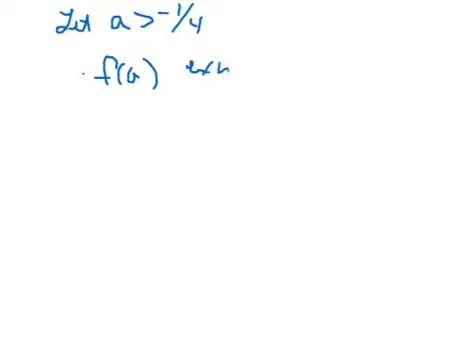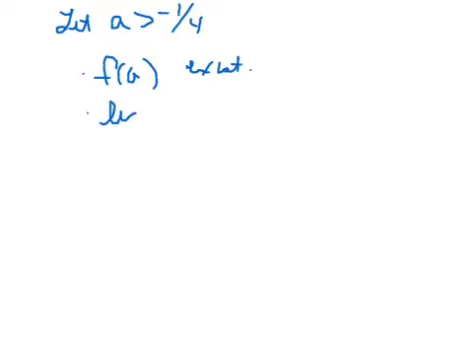So now we're ready to look at the second part of our domain, and that is for x greater than negative 1/4. So we're going to let a be some number greater than negative 1/4. So is f of x continuous for those numbers? Well, because x is greater than negative 1/4 was part of our domain, f at a, the first part of our definition, must exist.